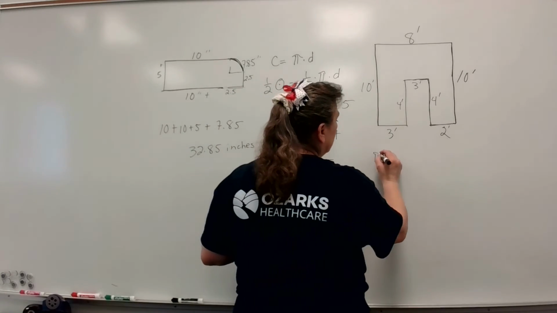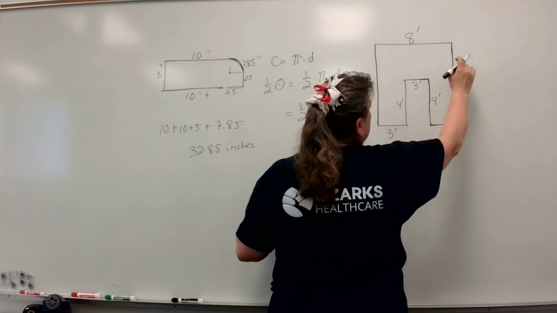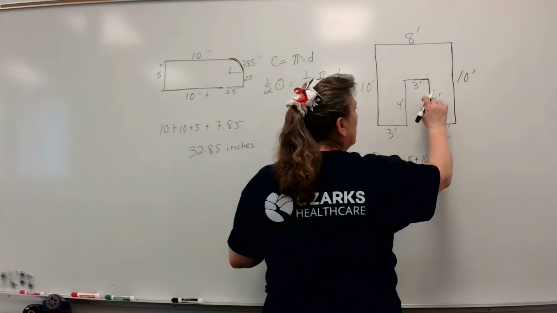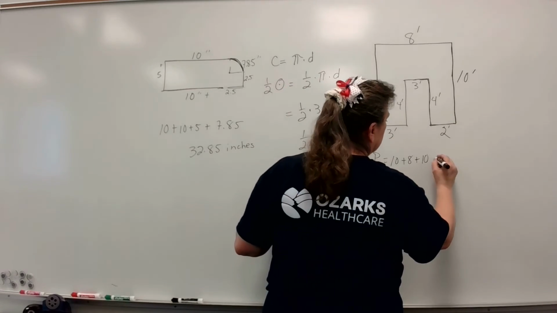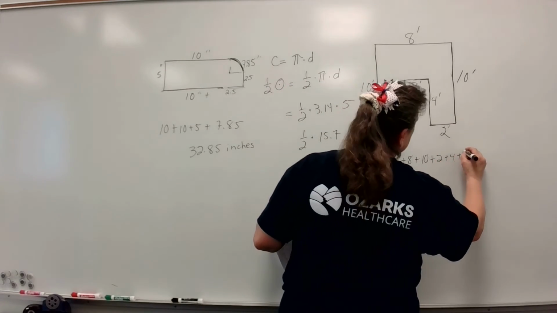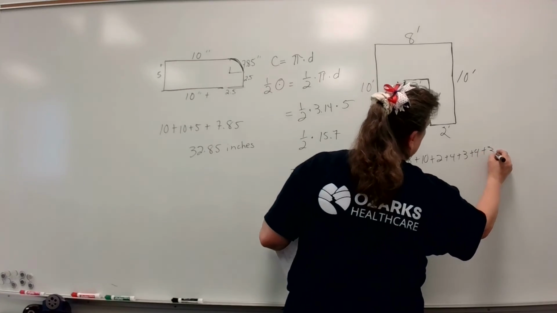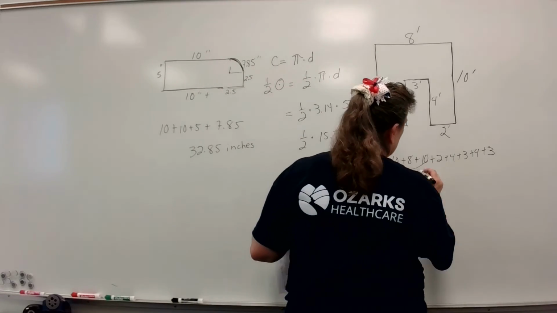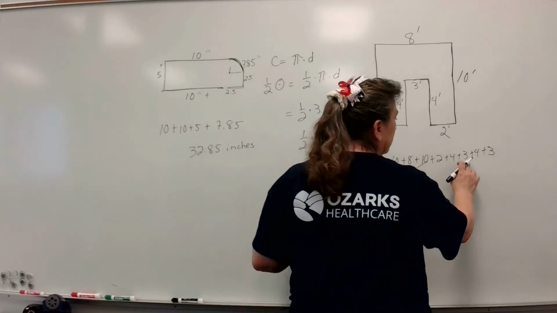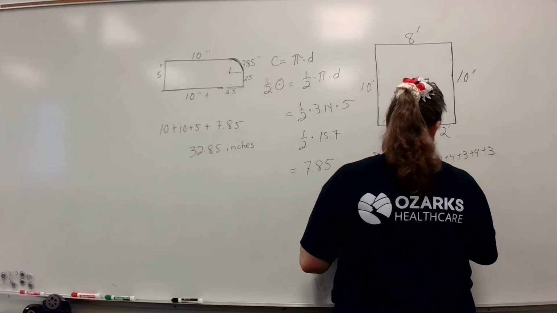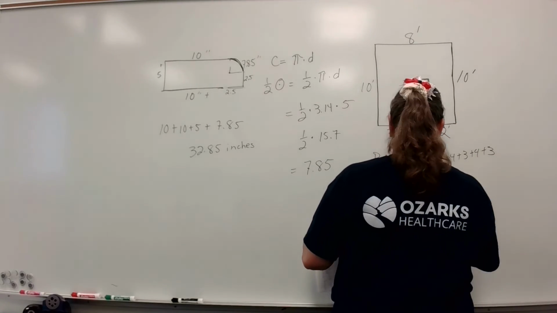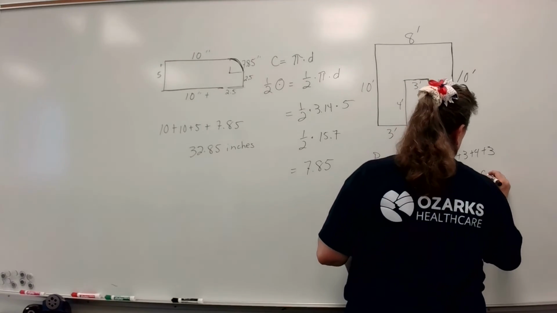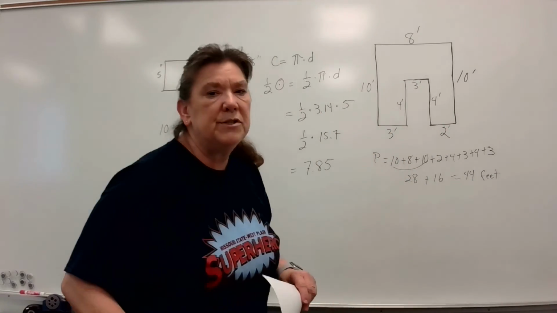And so your perimeter would equal 10 plus 8 plus 10, and then going around there, 2 plus 4 plus 3 plus 4 plus 3. So every single thing all the way around will give it to you. So we've got 28 here, and 6, 9, 13, 16. That's going to give me 28, 38, 44. 44 feet would be my perimeter around that thing.